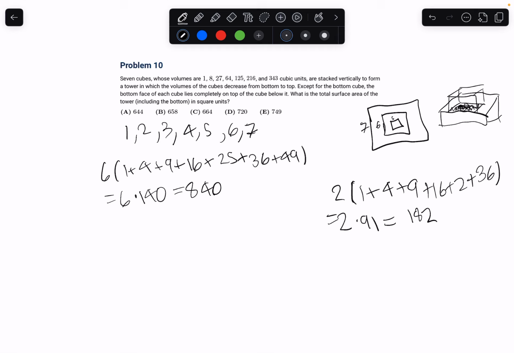So now subtracting these two numbers, we have 840 minus 182 to give us a final answer of 658, or an answer choice of B.